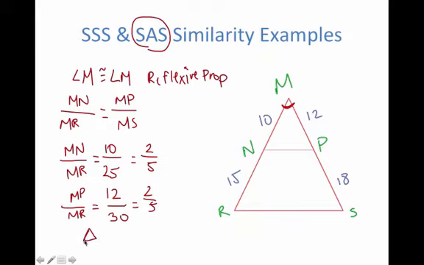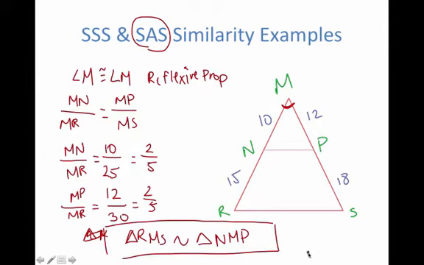So therefore, here I'll label it, RMS, that's the big triangle, is similar to triangle NMP, that's the small triangle, by the side angle side similarity theorem.